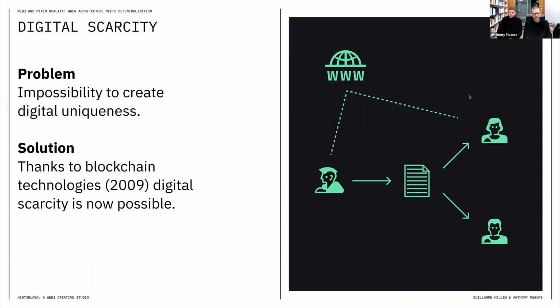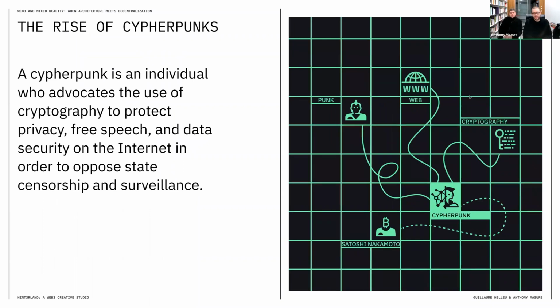Blockchain technology resolved this issue with a very complex protocol. This blockchain technology was invented by a political group of people that we know as the cypherpunks. They are very political people who advocate for protecting privacy, free speech, and data security on the internet. In reaction to the financial crisis in 2008, they developed their own currency and tried to solve this issue of uniqueness. So they developed blockchain technology, and at the same time, of course, they developed Bitcoin.